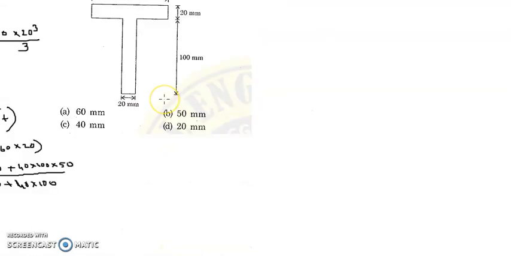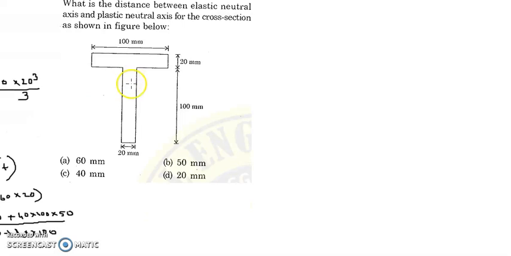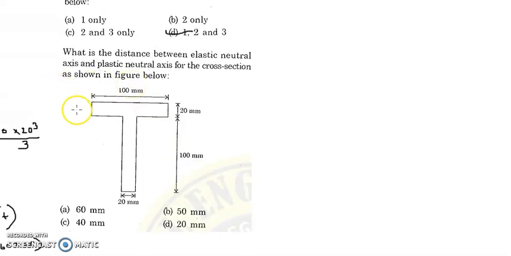What is the distance between the elastic neutral axis and the plastic neutral axis for the cross section as shown in the figure? So what I am supposed to do is find my equal area axis. What is the equal area axis? It divides the section into two parts. Now look at this. This flange 100 by 20 mm is equal to 100 by 20 mm. So this is my equal area axis.